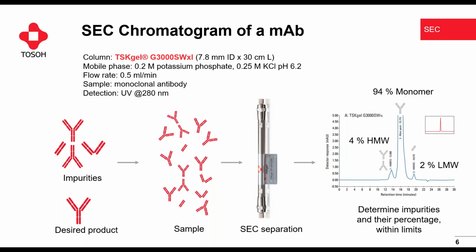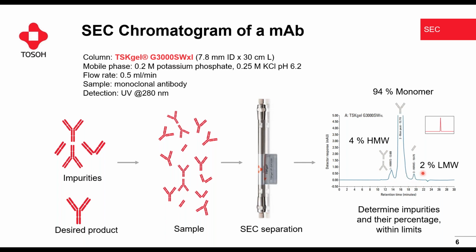So you see that you have the main peak of your product, of course, your monomer, but then before this, another small peak appears. As it elutes first, it must be larger, with a higher molecular weight. So potentially these are aggregates, some higher molecular weight species, which is what HMW means, in this case, let's say 4%.